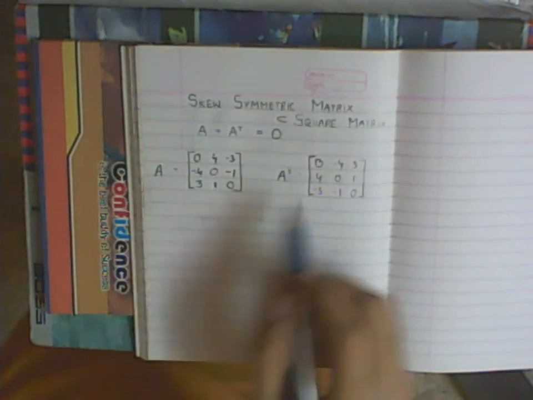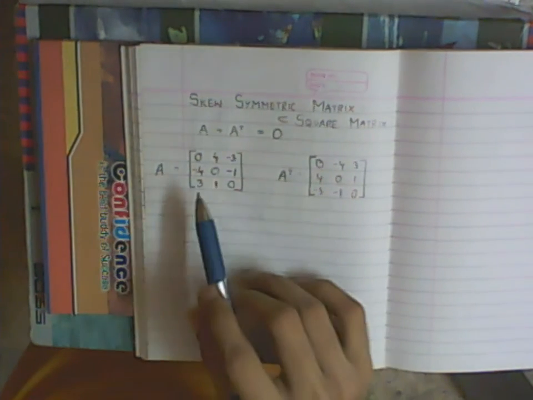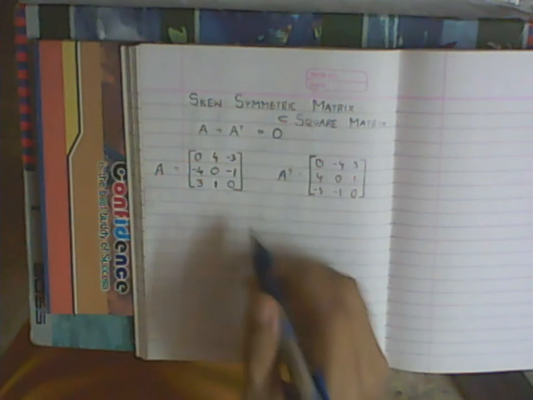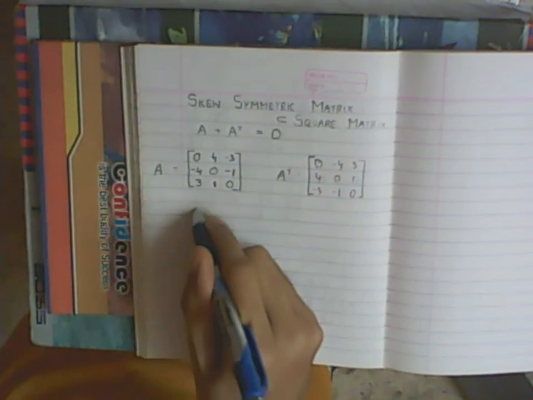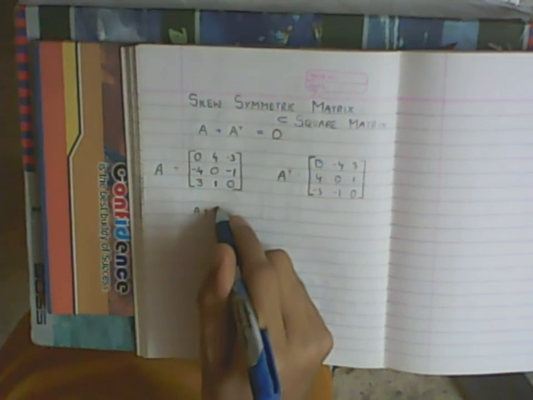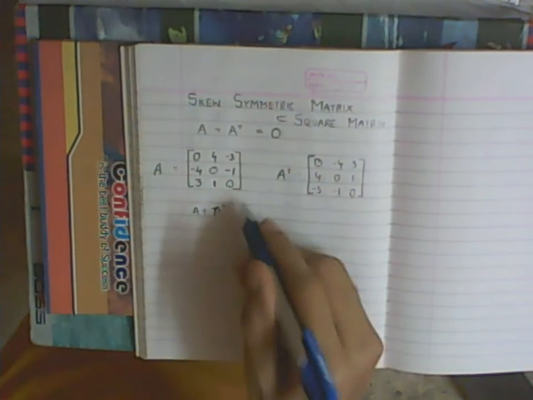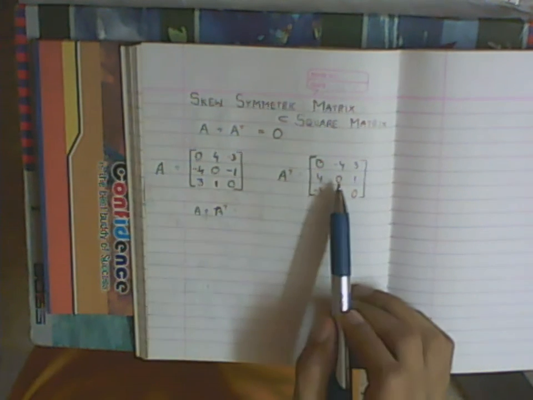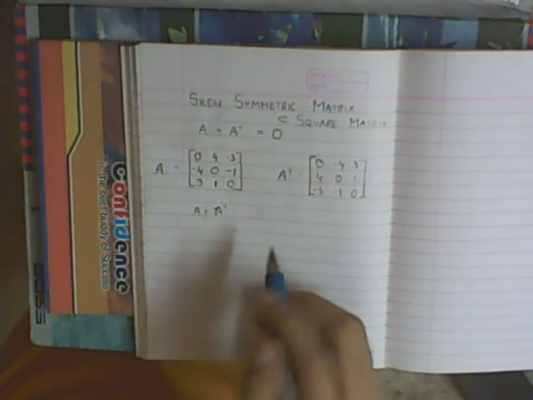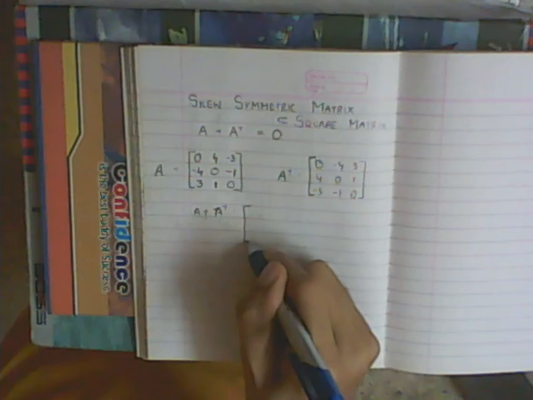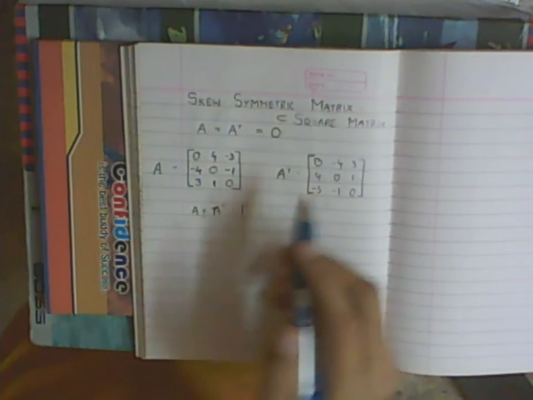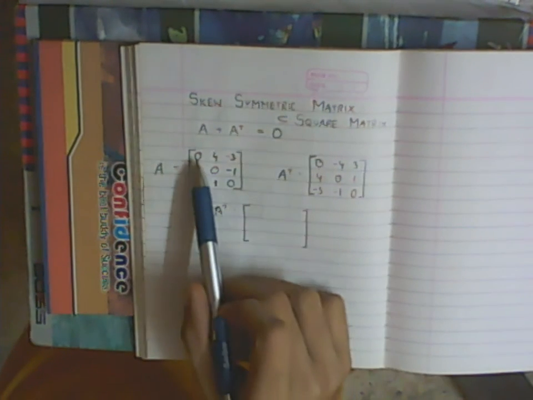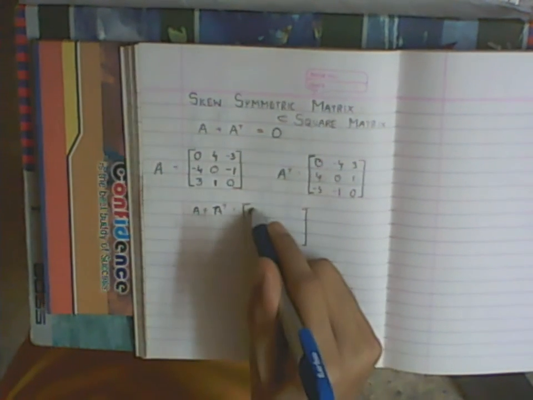And what happens when you add these two matrices? If you add 0 to 0, it gives you 0. So if I were to write the addition, A plus A transpose, first of all, the addition is well defined because this is a 3 by 3 matrix and this is a 3 by 3 matrix. It will be a 3 by 3 matrix again. And I just need to find the corresponding entries. 0 plus 0 gives you 0.